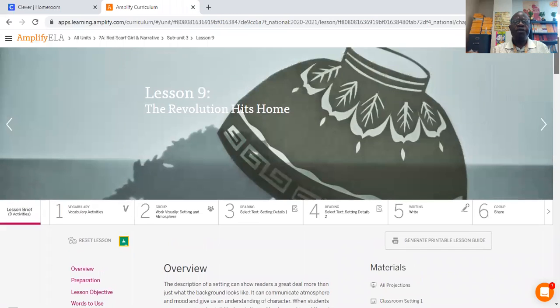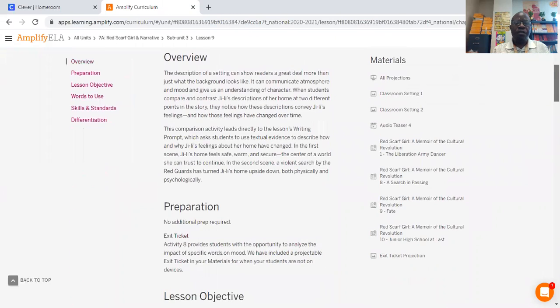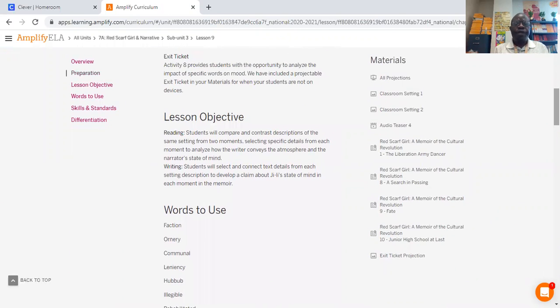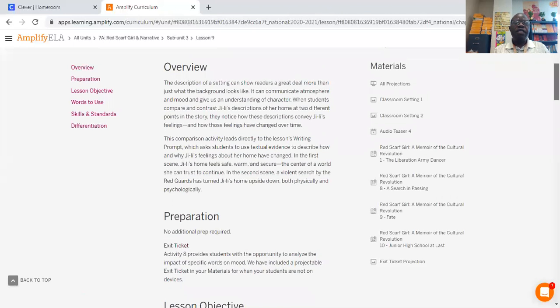Okay, guys, we're going to start lesson 9, the revolution hit home. Let's go ahead and start with the objectives. Reading. Students will compare and contrast descriptions of the same setting from two moments, selecting specific details from each moment to analyze how the writer conveys the atmosphere and then the narrator's state of mind. 2. Students will select and connect text details from each description to develop a claim about Jilly's state of mind in each moment in the memoir. So please pay attention and let's start work.